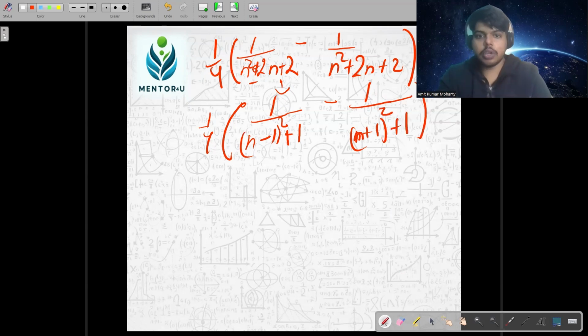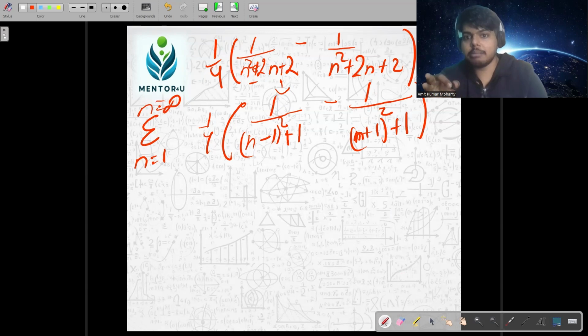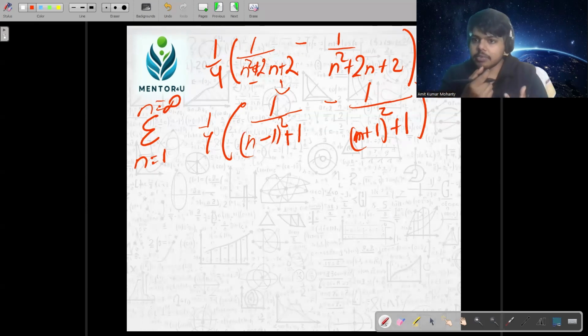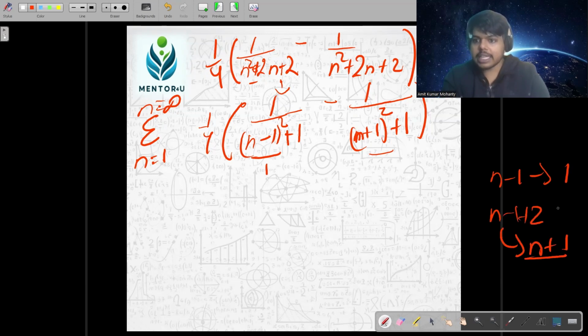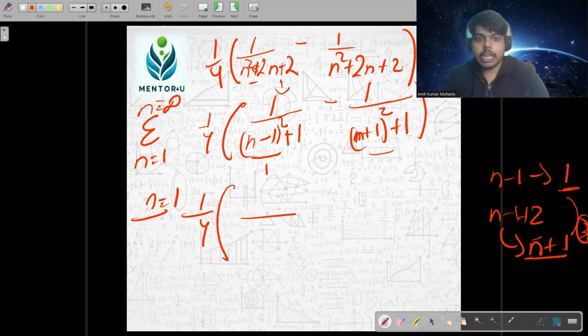Clear? Yes. So if I write this particular value in terms of summation, it is n equals to 1 to infinity, 1 by 4 into 1 by n minus 1 whole square plus 1 minus 1 by n plus 1 whole square plus 1. So you can see what is happening here. If n minus 1 is the first term, and I add 2 to it, it becomes n minus 1 plus 2, which is n plus 1. Or I can say if this is the first term, this is the third term. Clearly. So from here, let's apply n equals to 1. It is 1 by 4 multiplied by, for n equals to 1, 0 square plus 1 by 1.